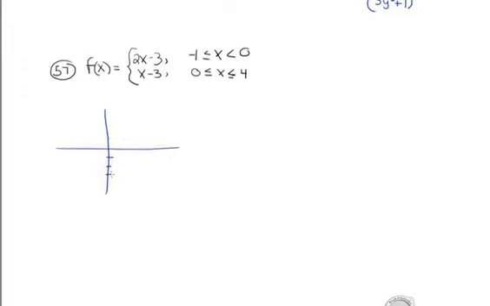So that lets me know that at -3 they both meet. As we leave -3, on the right side, this guy's got a slope of 1. So I'm going to have a slope of 1 all the way to 4. So that should put me right there. And then we have a slope of 2 on the other side of 0. And so that's going to be a slope of 2, which is going to look something more like this.